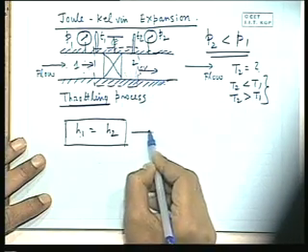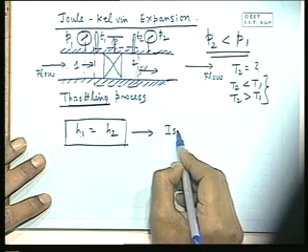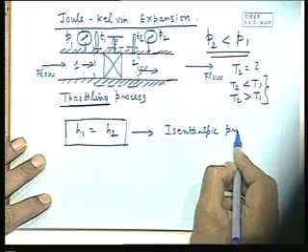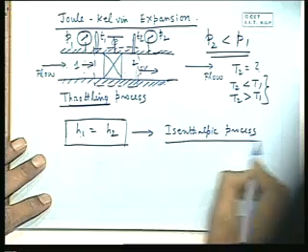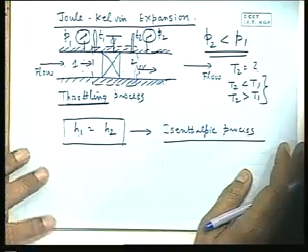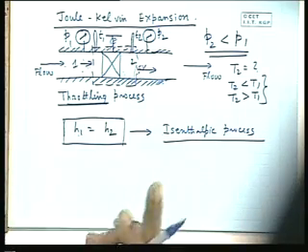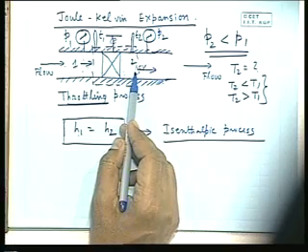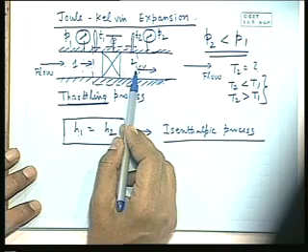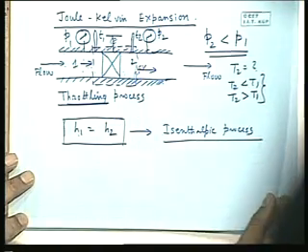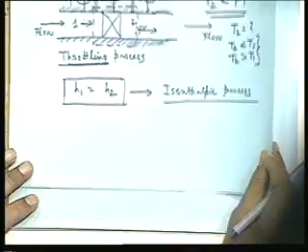So therefore this throttling process is an isenthalpic process, where the entropy of the process remains same. But please, enthalpy of the process remains the same. But one very important thing is that this process is an irreversible process, not a reversible process, so that the initial and final enthalpy remains the same. That means this process ensures the initial and final enthalpy remain the same, and it is an irreversible process.